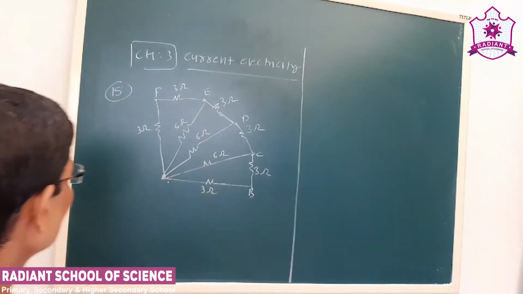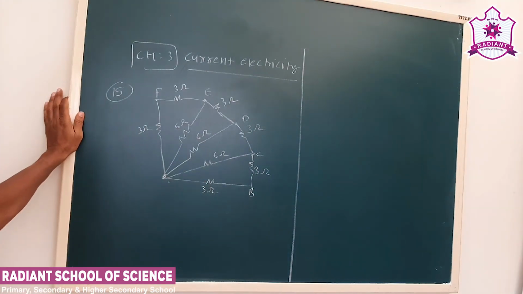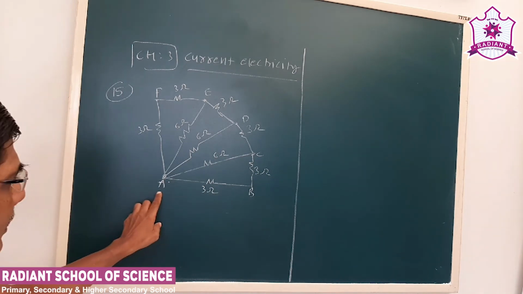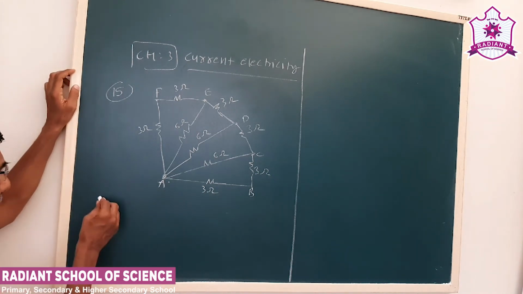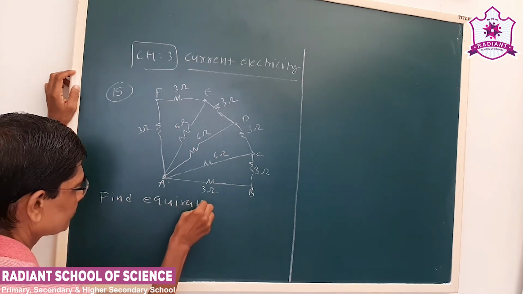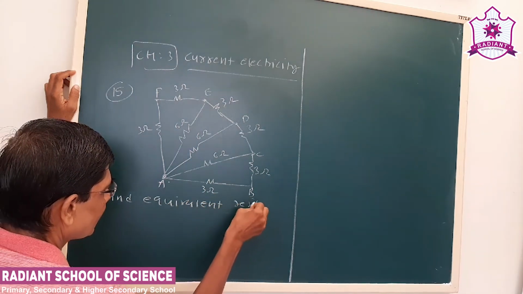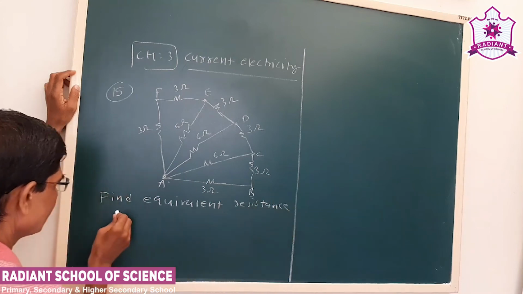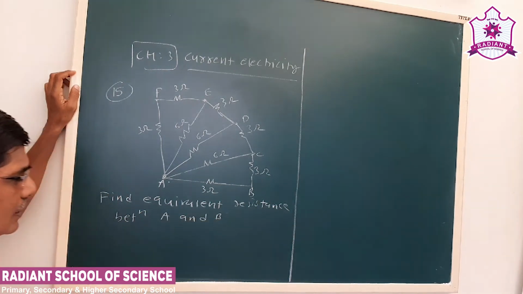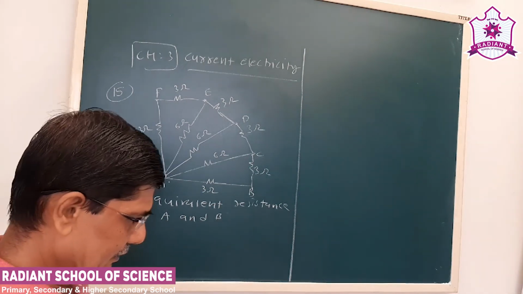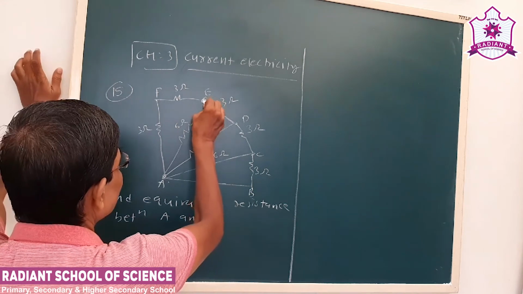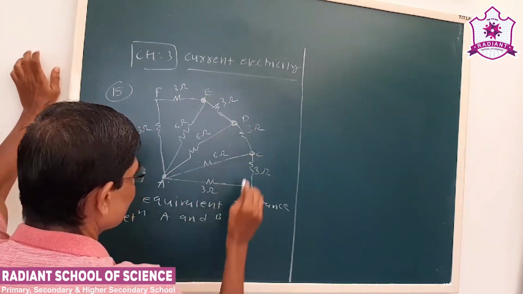So now see our MCQ number 15. The network is given like this. We have to find out the equivalent resistance between A and B. Now we have to simplify this network. Here E is a junction, D is a junction, C is a junction.